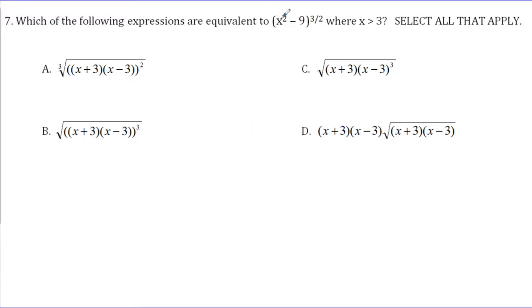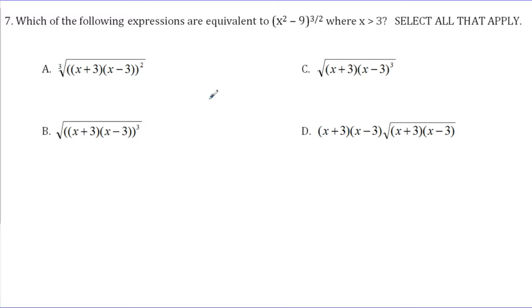So what they're wondering in this problem is, what are some other ways that I could write x squared minus 9 to the 3/2? And they're giving us 4 choices, and they're saying any of these 4 choices might be valid, and your job is to figure out which ones work.